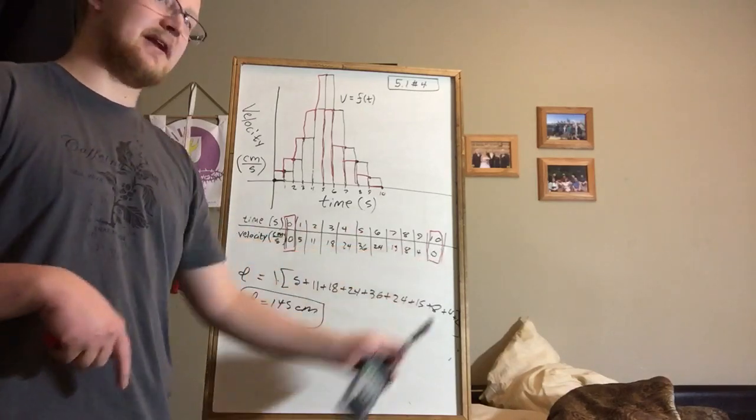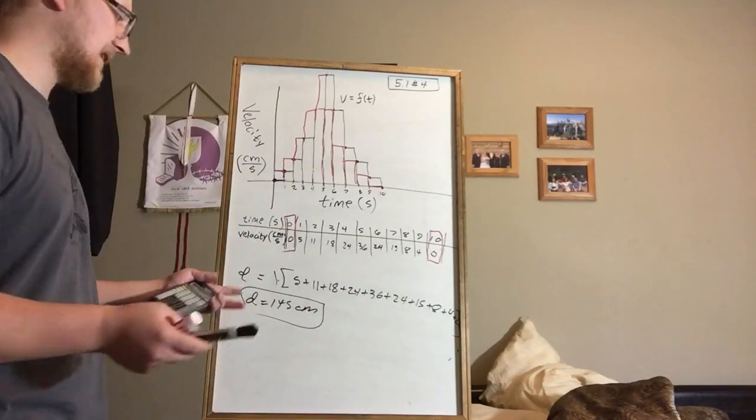So because the left and right endpoints include 0, it didn't actually make a difference what endpoint we chose.